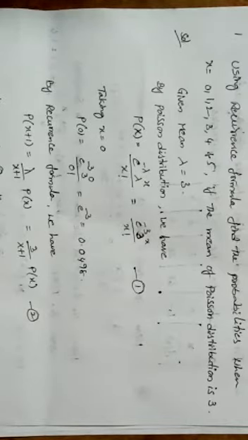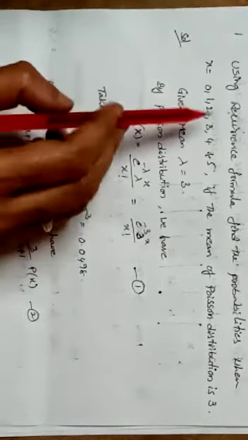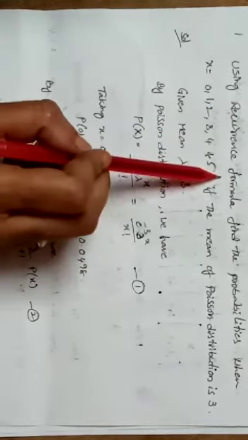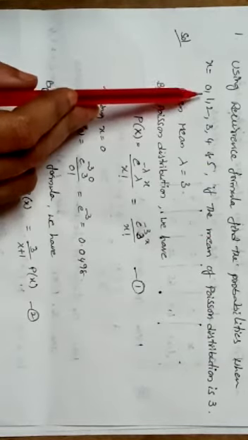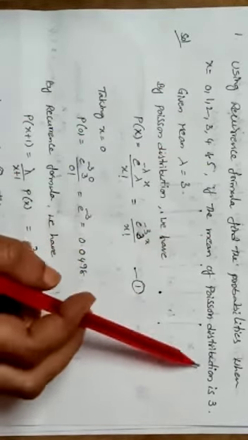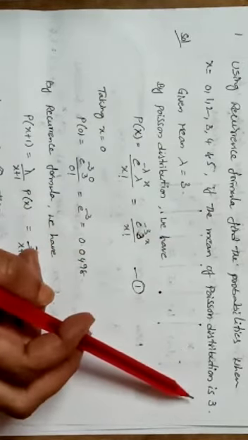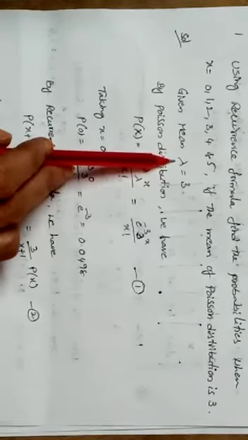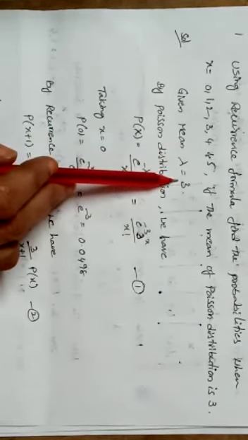We are continuing the next model problem in Poisson distribution by using the recurrence formula. Using the recurrence formula, find the probabilities when x values are given from 0 to 5, if the mean of the Poisson distribution is 3. The mean of the Poisson distribution is denoted as lambda. Lambda is equal to 3.